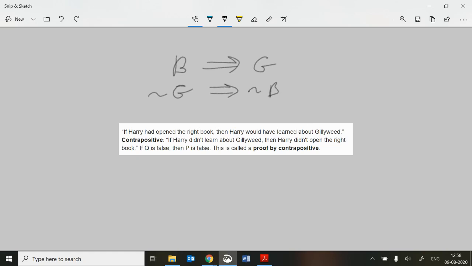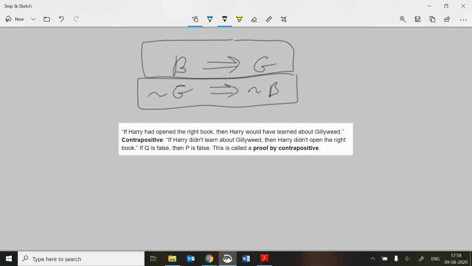It is true to say that if you started the other way round, if Harry didn't learn about gillyweed, then Harry didn't open the right book, then, since the contrapositive of the contrapositive is the original statement, it's true to say that if Harry had opened the right book, then he would have learned about gillyweed. I'm kind of whittering on about this, but these are difficult logical concepts to get your head around.